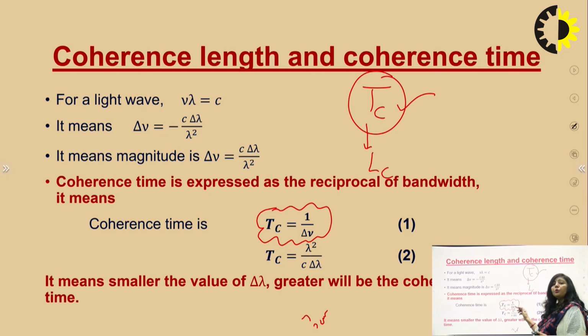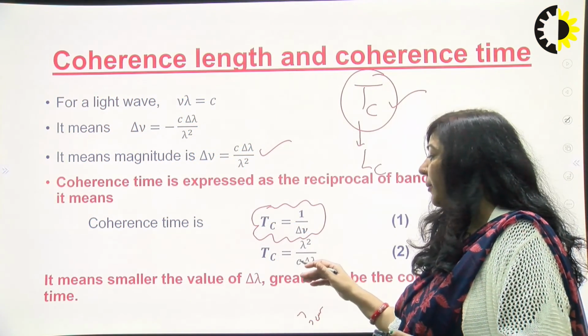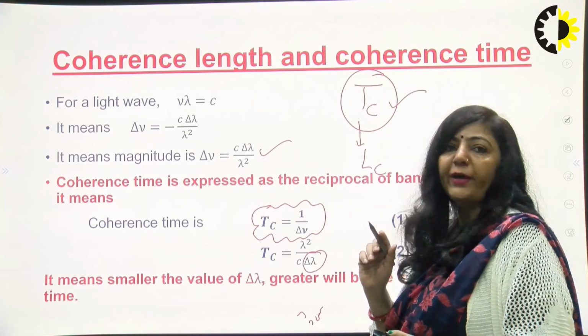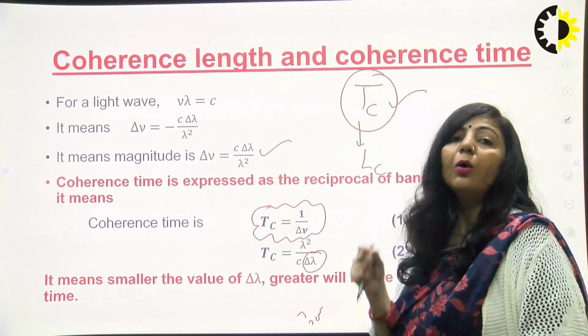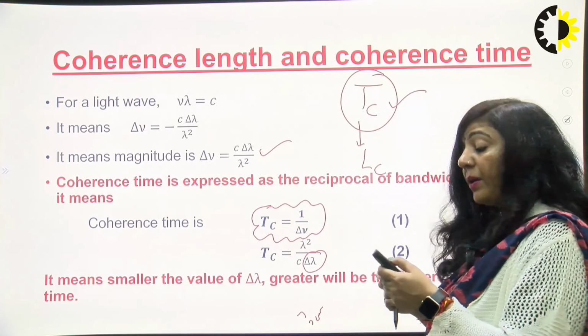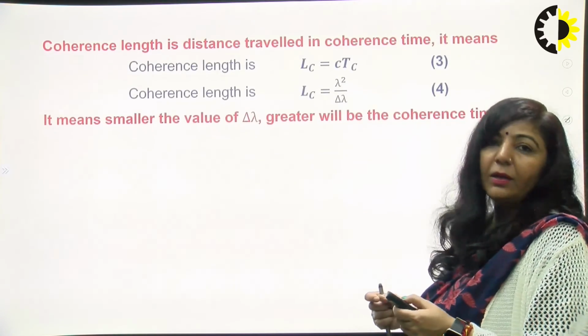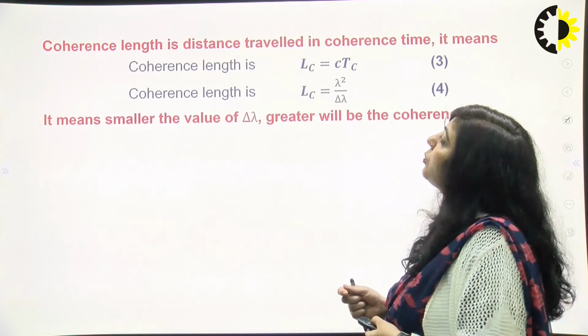So if you substitute this value of delta nu here, you can see Tc is equal to lambda square upon C delta lambda. You can see that all other parameters are fixed. So this delta lambda is the deciding factor. Smaller the value of delta lambda, greater will be the coherence time and greater will be the coherence length. So that is the reason we can conclude that temporal coherence is related to monochromaticity of the source.